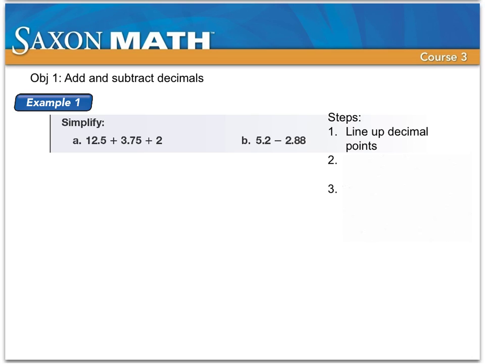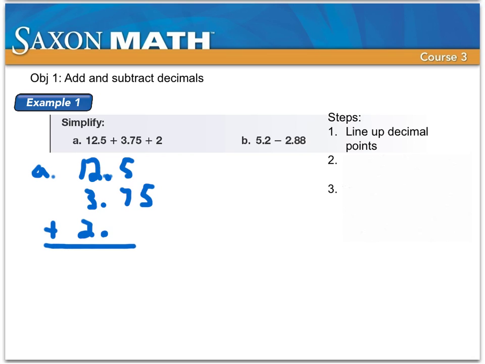Okay, so part A. I'm going to rewrite the problem. 12.5 plus, then we need to line up the decimal points. So we're going to line up the decimal points. So it's 3.75. And then 2 doesn't have a decimal, so it goes here. And I could put a decimal after it. Okay, so that's step 1, is to line up the decimal points.